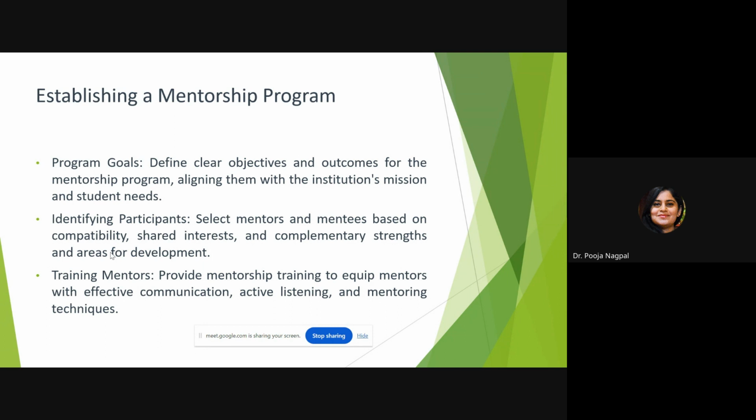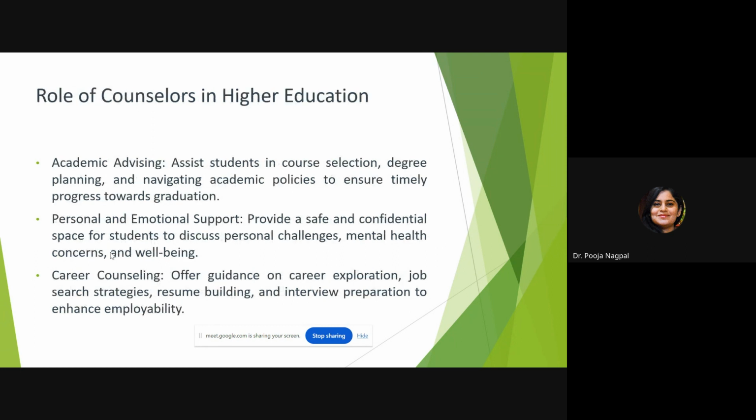Next is training mentors. Provide mentorship training to equip mentors with effective communication, active listening, and mentoring techniques. Experienced mentors and counselors don't need to get trained, but in the case of freshers, it happens that you need to train mentors.